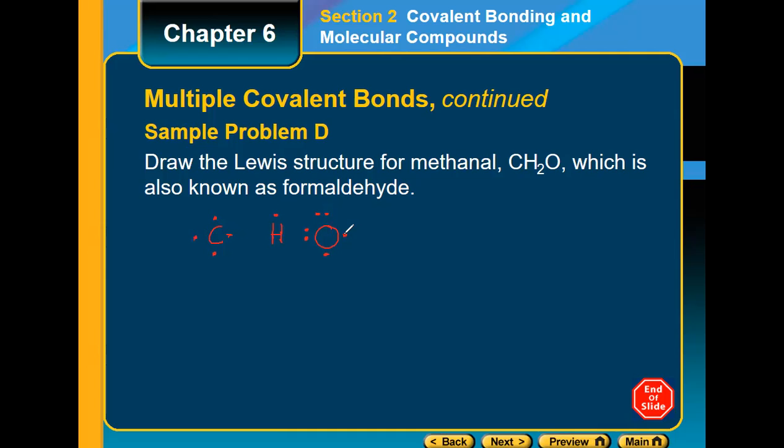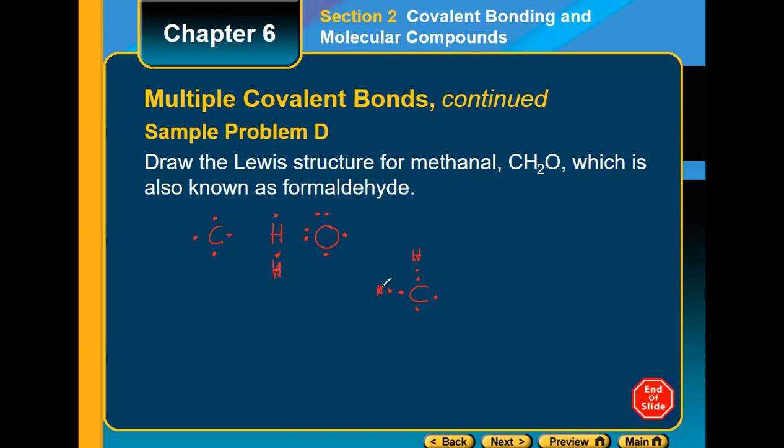We have 2 hydrogens, just to remember, because it's CH2O. We find carbon at the center, and hydrogen will bond with the carbon because hydrogen needs to share 1 electron with the carbon to be stable. So that's how the carbon will look. One hydrogen is bonded, so that's the first bond, and the other hydrogen will bond like this.